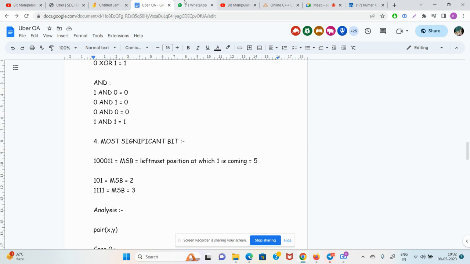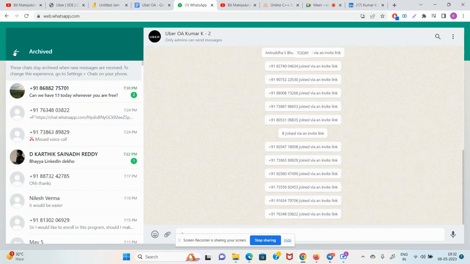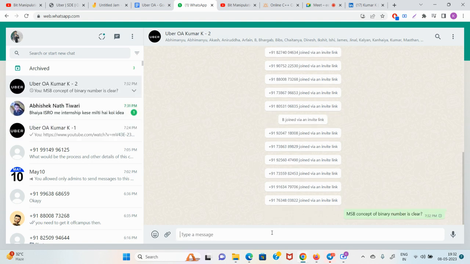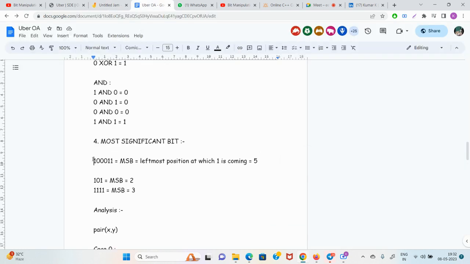Guys, in the Kumar K2 session, I am writing: is the MSB concept clear to everyone or not? If it is clear, please react with a thumbs up. Okay. MSB concept of binary number is clear. Just react with a thumbs up and I will understand that the MSB concept is clear. It is basic stuff. You don't have to do much. You are given a number, just try to find the leftmost position at which the one is coming. That's what we call the MSB concept.